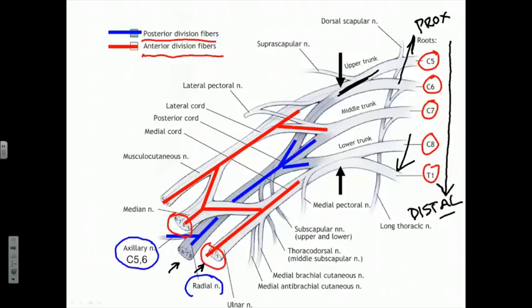Ulnar nerve, pure C8 and T1, definitely going to be an innervator of distal limb muscles, mainly those in the hand. Axillary, on the other hand, being that it is like musculocutaneous in only containing C5 and C6 fibers, will only innervate muscles that act at the shoulder.